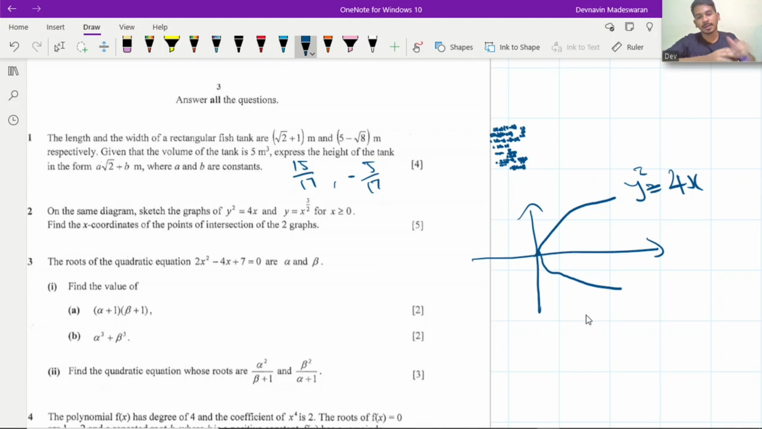Then y is equal to x to the power of 3 over 2, which is 1.5, which is more than 1. Whenever the power is more than 1, it's increasing at a fast rate.